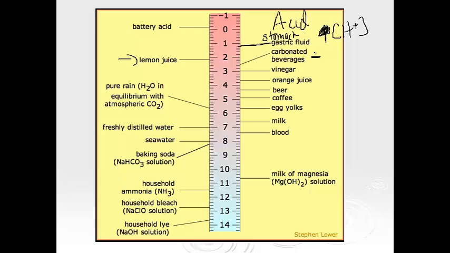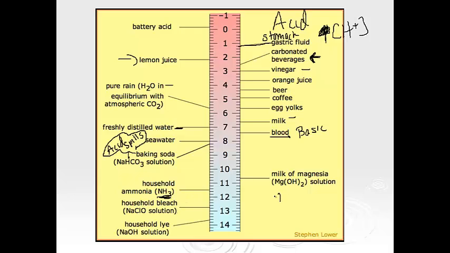Even carbonated beverages, some of them now mask the sour taste, but they do have phosphoric acid in there as well, which is part of the reason that sometimes they can upset your stomach or make it feel better depending on how you're feeling. You've got vinegar, we've got pure rain, we've got milk, just to give you some ideas. Here's our distilled water, which is right at 7. Blood is definitely basic. Baking soda is basic. It's a really common base. We use it to treat acid spills for that very reason, because it can neutralize the acid very quickly. Household ammonia, we've talked about it being a weak base, and it's still in the 11-12 range.